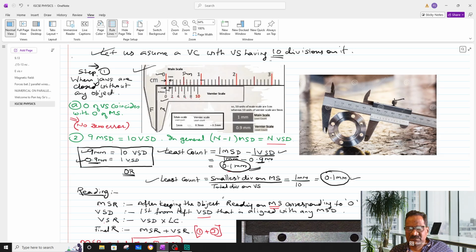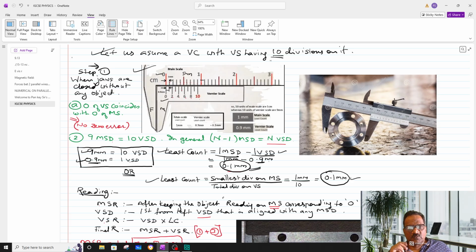And when you keep the object, the vernier scale has shifted to the right on the main scale. It is sliding on the main scale and goes towards the right. So the position of the vernier scale and main scale will now be different. You won't see the 0 of the vernier in a straight line with the 0 of the main scale. Now you will see that the 0 of the vernier has shifted somewhere to the right hand side, and the main scale reading you will be seeing on the top.